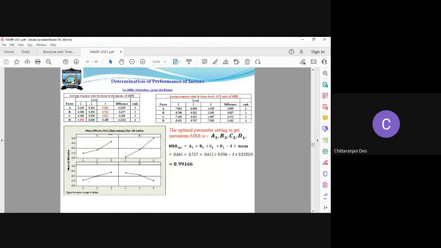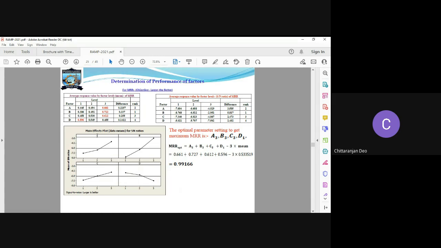Here the factors A3, B3, C3, D1 refer to these values. A stands for the applied voltage, that means at level 3, at 20 volt, and feed rate stands for B, when feed rate is 1 mm per minute, and C3 electrolyte concentration is 30 gram per liter, and D1, the boron carbide reinforcement, is 2.5. In this case, we get the maximum MRR.